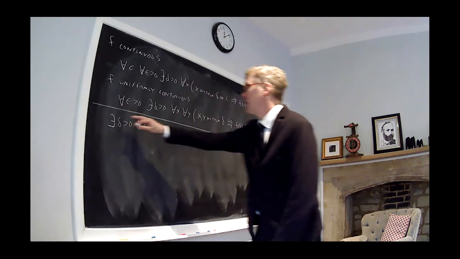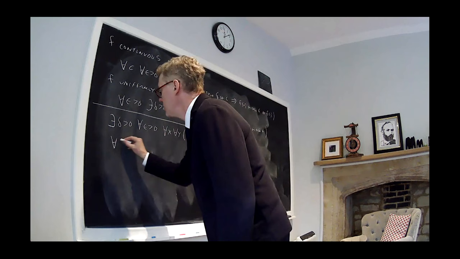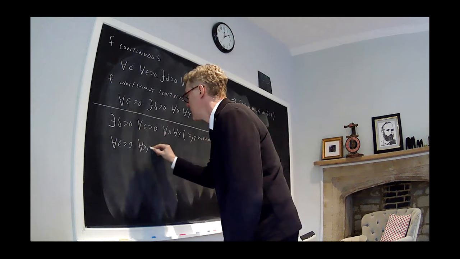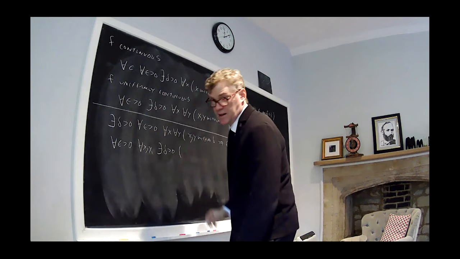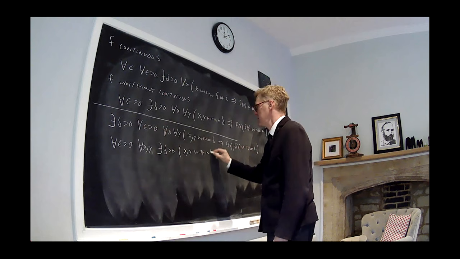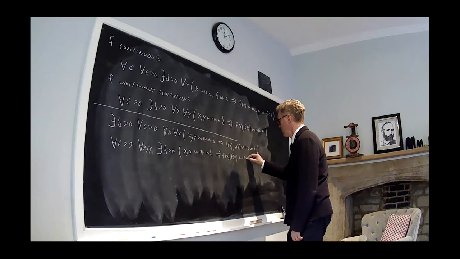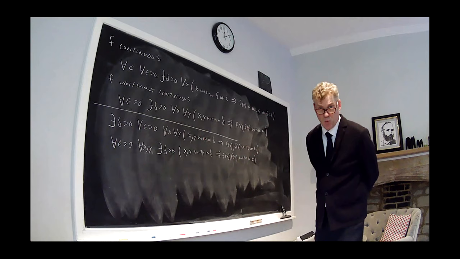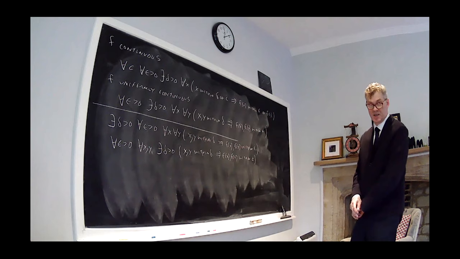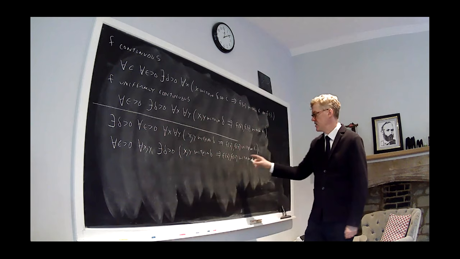Here's another one. For every epsilon bigger than zero, for every x and y, there is a delta so that if x and y are within delta, then f of x and f of y are within epsilon. Okay. So the question is, what mathematical property does this expression express? So pause the video and give it some thought. For every epsilon, for every x and y, there's a delta, so that if x and y are within delta, then f of x and f of y are within epsilon.